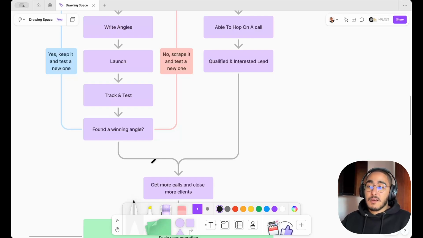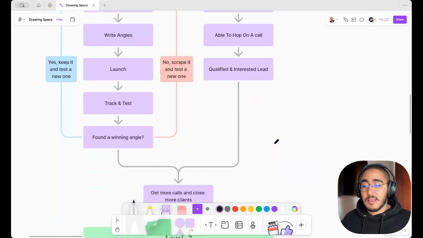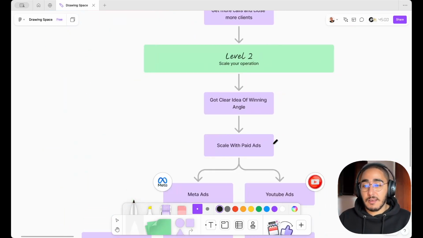So, this covers level one if you've never done any form of lead gen, demand gen before. Once you have your cold outbound and your content marketing set, then we can move to level two. This is where you can scale your operation using ads.